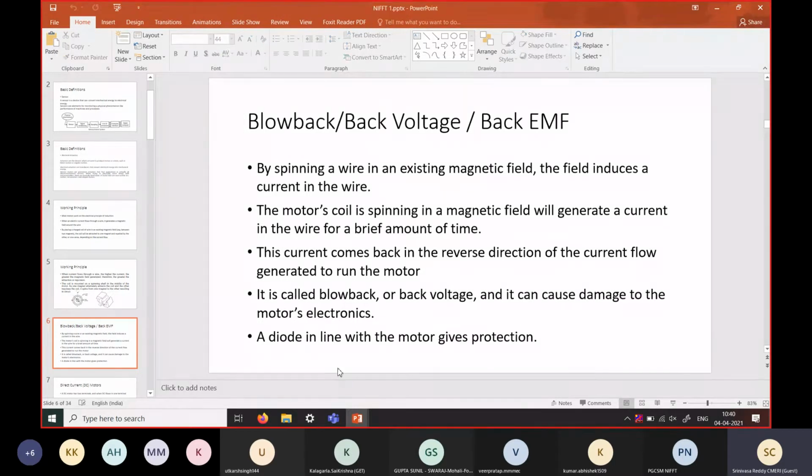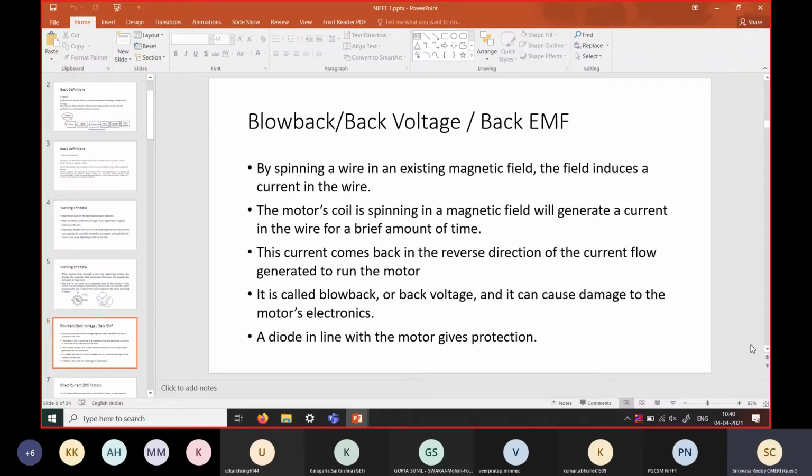This is stopped by the simple use of a diode. A diode is an electronic device which allows passage of electricity in only one direction. When we place a diode in series with the armature winding, whenever we want to supply current from the input end, it will forward that electrical energy. Whenever the motor produces electrical energy, it will block it so that it does not reach the electronics and cause damage. This is called the blowback effect, or back voltage, or back EMF.